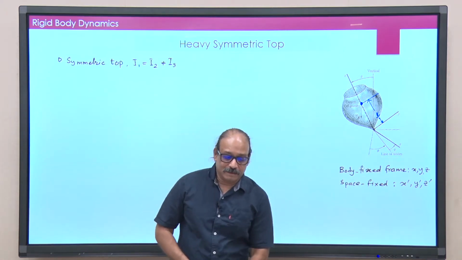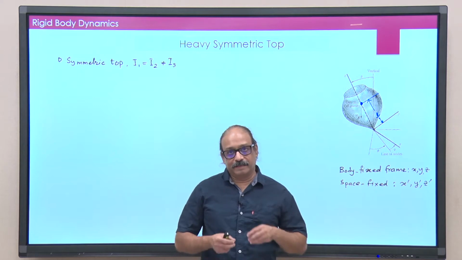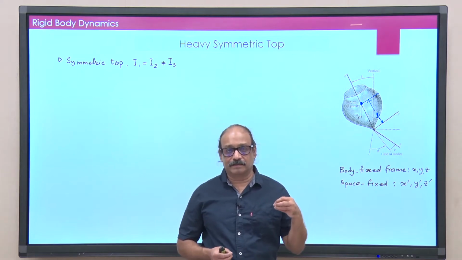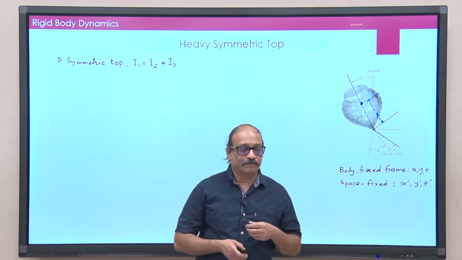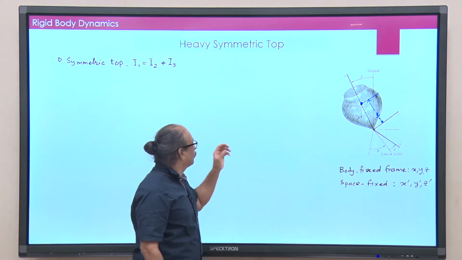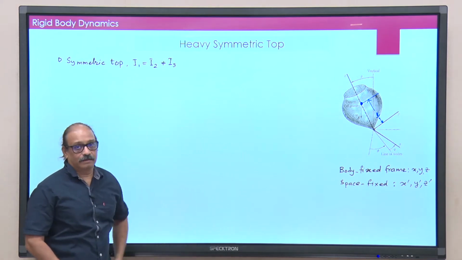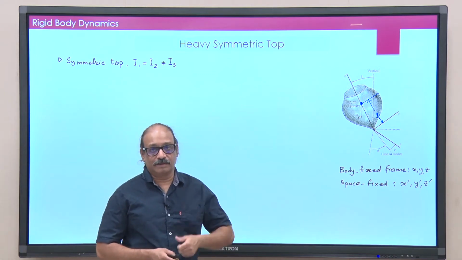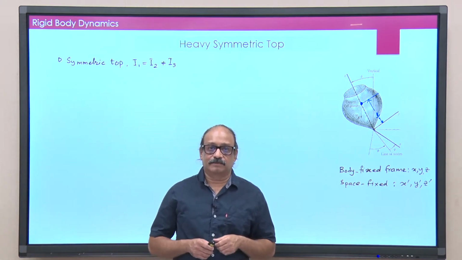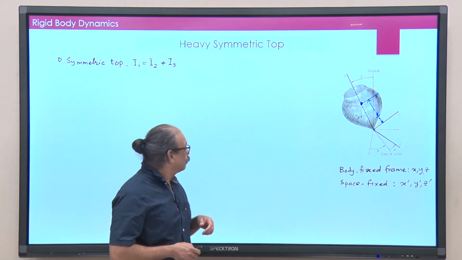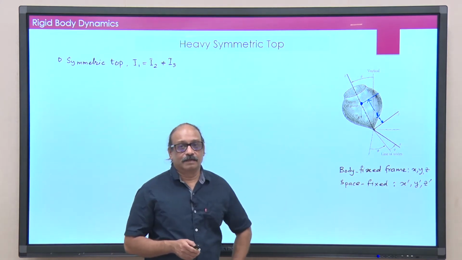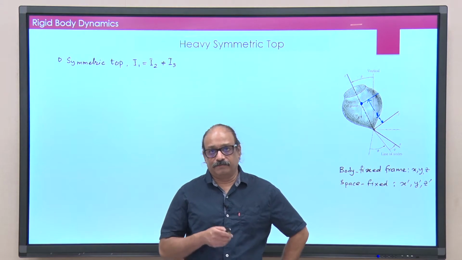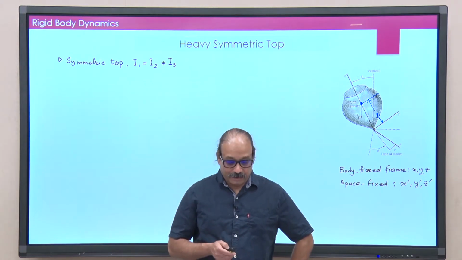Now, by symmetric, what I mean is that the top has a cylindrical symmetry, and that means two of the three principal moments are going to be equal. Conveniently, we have chosen the z axis along the axis of the top, and the other two principal moments, I1 and I2, will be equal.